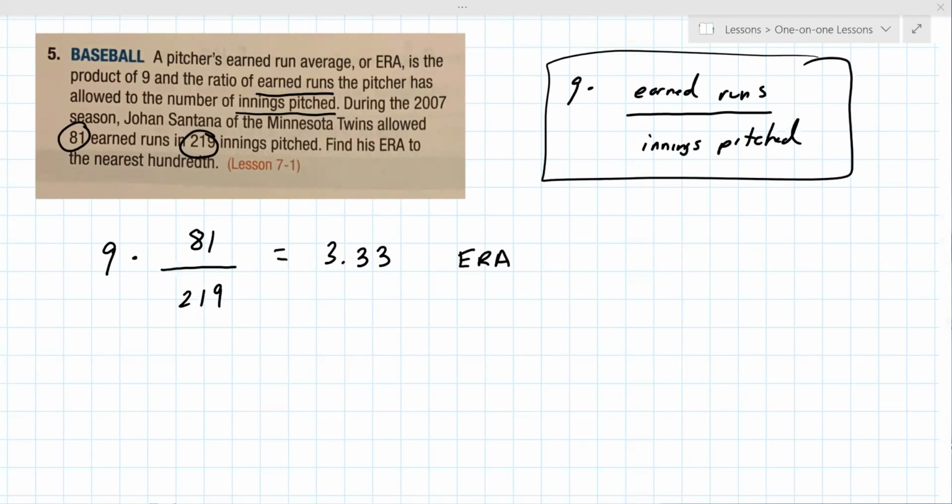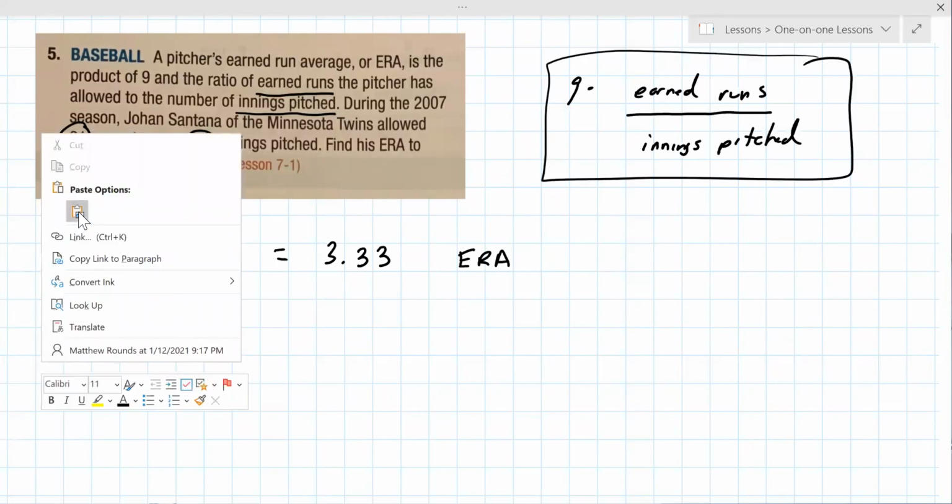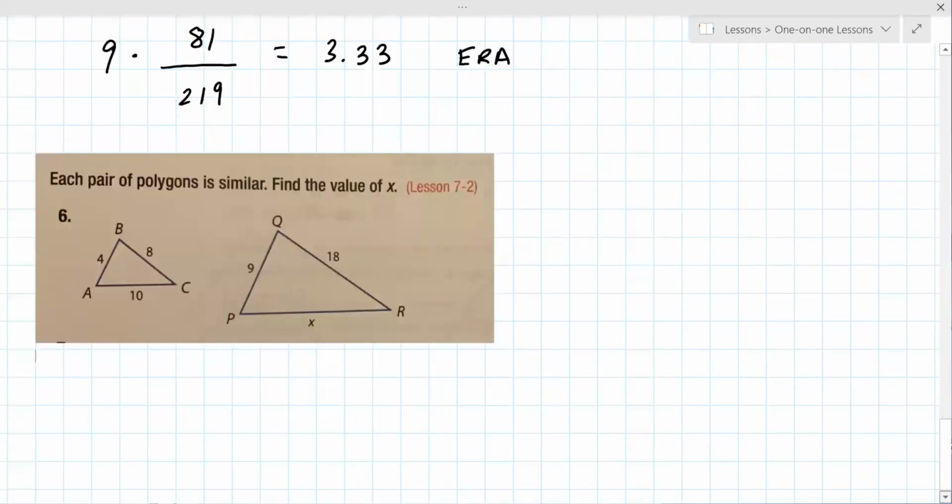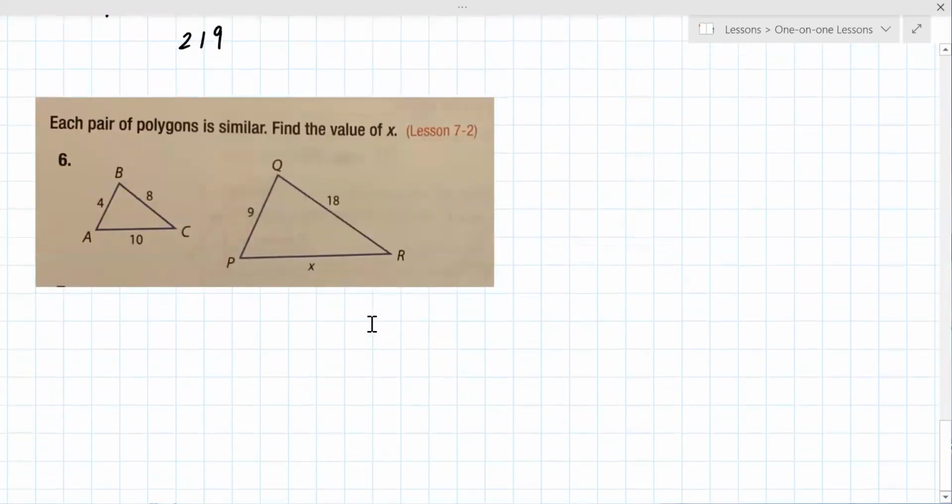Find each pair of polygons is similar. So they're telling you that they are similar. That's really helpful because the ratio of the sides is in a proportion. Sometimes the words just don't do that justice.